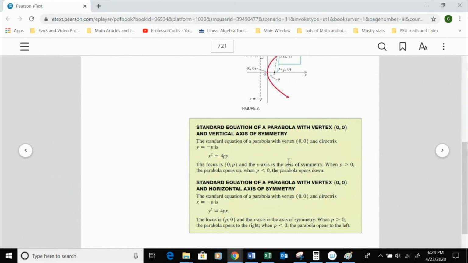The vertex is at 0, 0, with the directrix, and the focus is here, on the y-axis. We know all this stuff. If p is positive, the parabola opens up. That was what I showed you. And if you want an upside down parabola, make p negative.